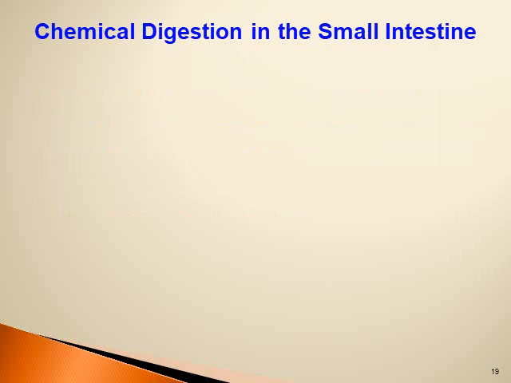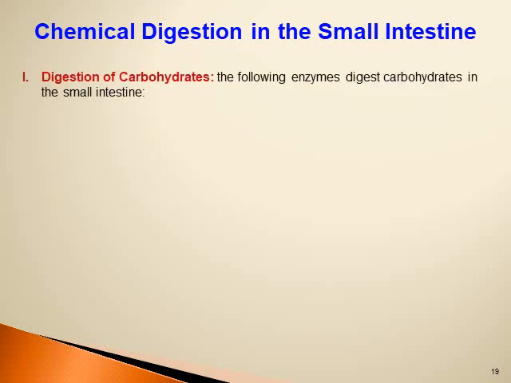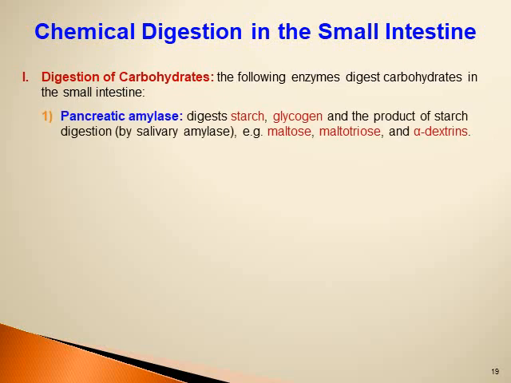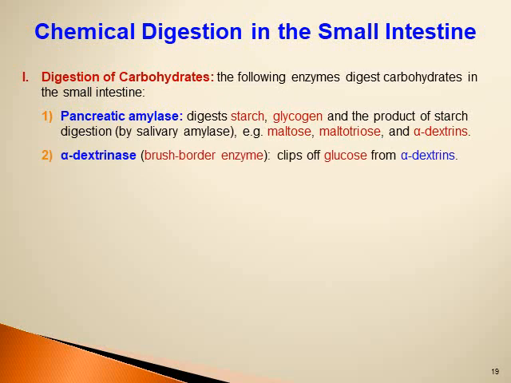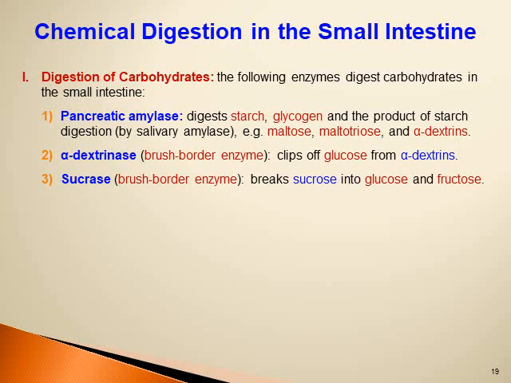The chemical digestion in the small intestine, digestion of carbohydrates. The following enzymes digest carbohydrates in the small intestine. Pancreatic amylase will digest starch, glycogen, and the products of starch digestion that were produced by the action of salivary amylase like maltose, maltotriose, and alpha-dextrins. Alpha-dextrinase, which is a brush border enzyme, will clip off glucose from alpha-dextrins. Glucose is a monosaccharide that will be easily absorbed.